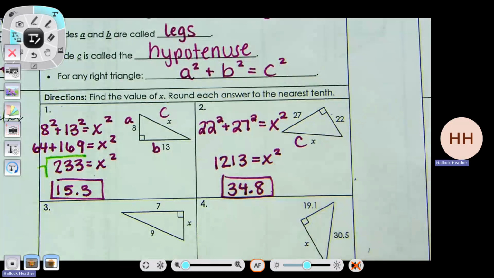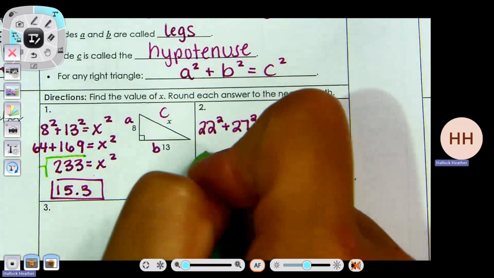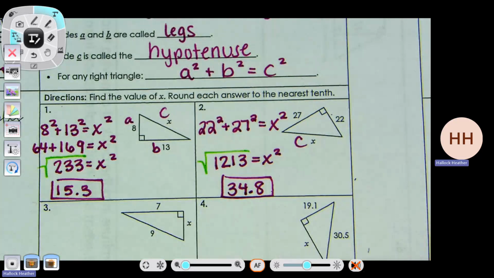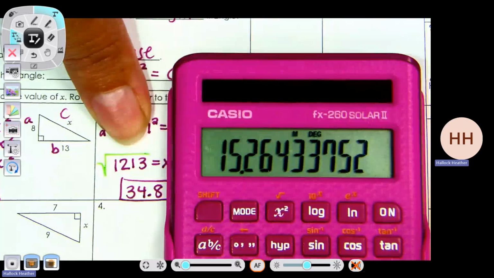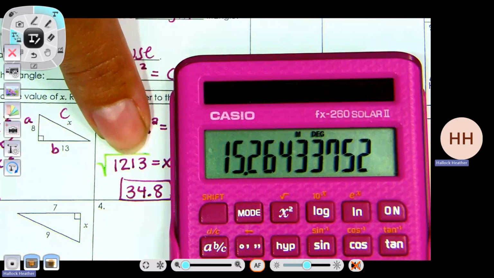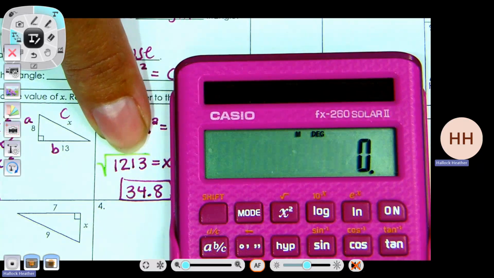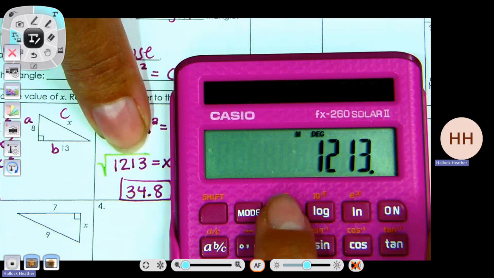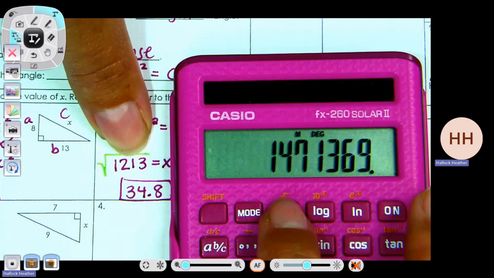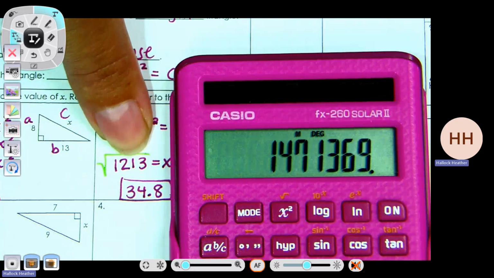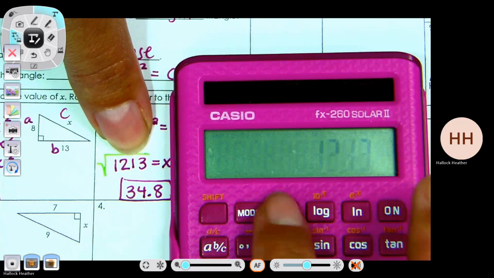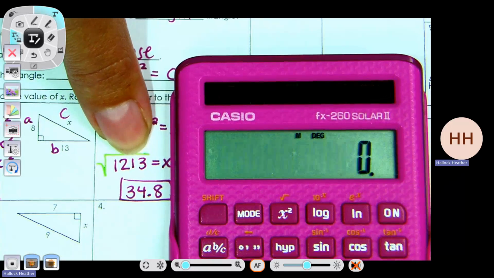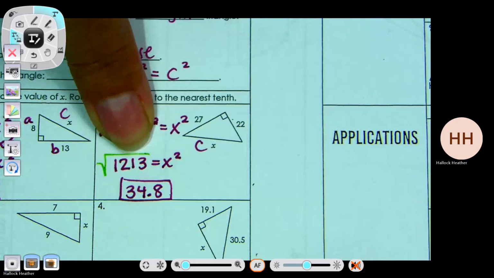34.8. Because shift square root. If you got a massive number, if you got that 1213 and then you didn't get your decimal, people are forgetting to press shift, so then you end up with a number like this, and you're like, what the heck? You have to square root, not square. So 34.8. Okay. We good?